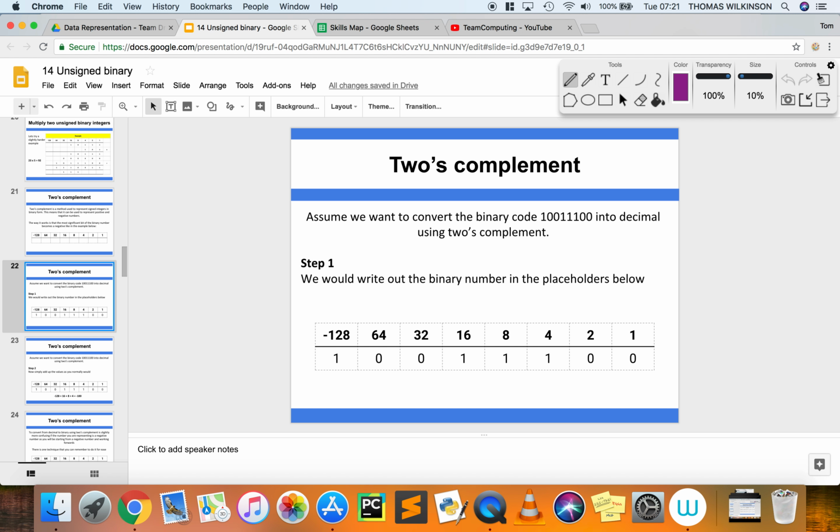So let's assume we want to convert the binary number 1, 0, 0, 1, 1, 1, 0, 0 into decimal using two's complement. What we do first of all is, you notice we write out the binary number like we would do normally. But the one difference here is that we place a minus 128 on the end column. Now, the minus 128 is used for us to work in reverse, essentially, as to how the binary number will be understood and read.